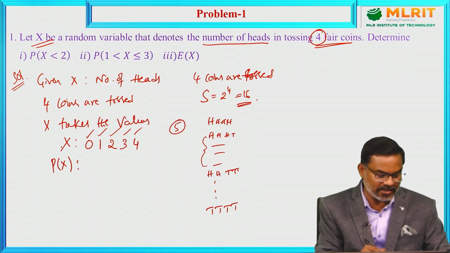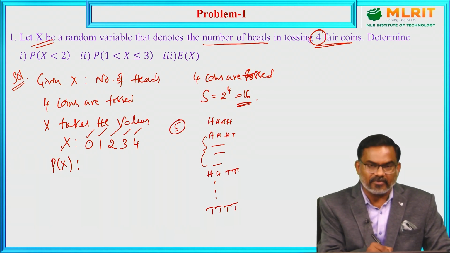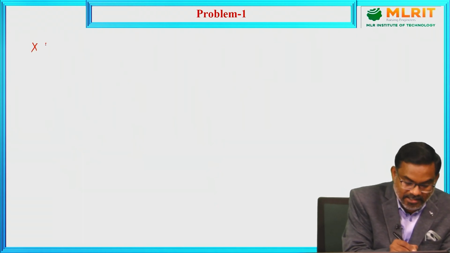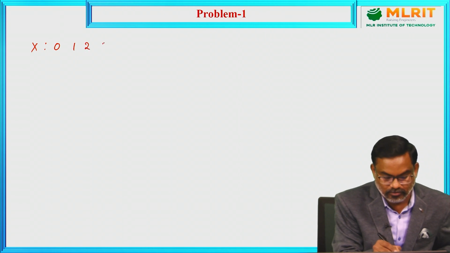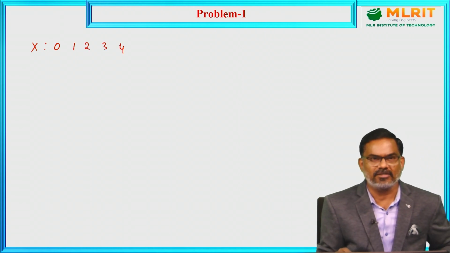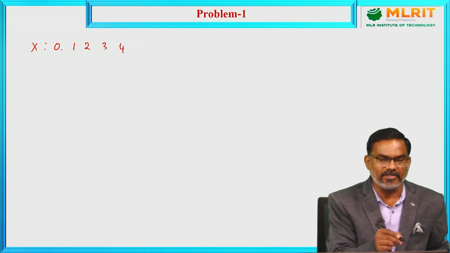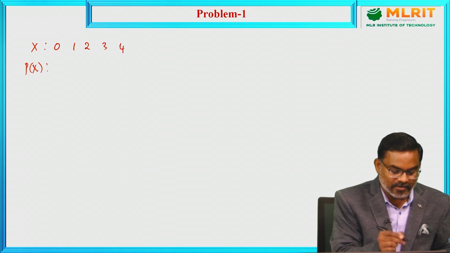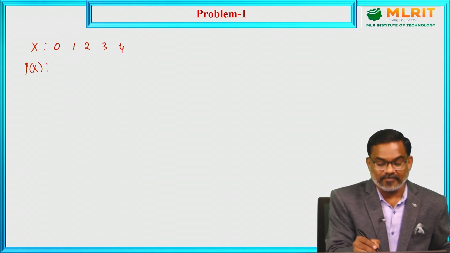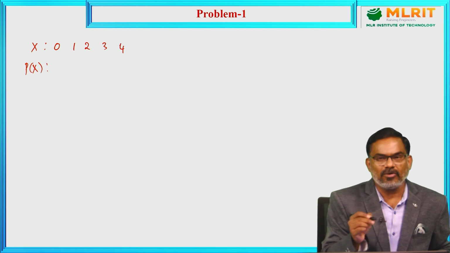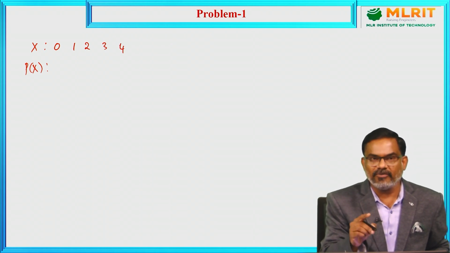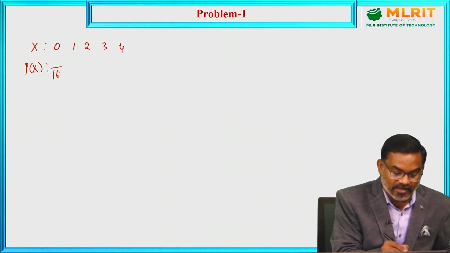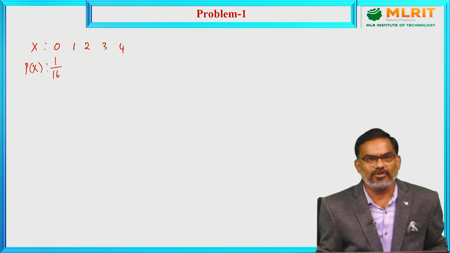Now we need to calculate the probabilities corresponding to these X values. Here capital X takes the values 0, 1, 2, 3 and 4. Since 4 coins are tossed, the maximum number of heads is 4 and the minimum is 0. Using the classical definition of probability, what are the possibilities to get 0 heads? That means one and only one case, all outcomes must be tails. So out of 16 elements, only one case is favorable to the first one.